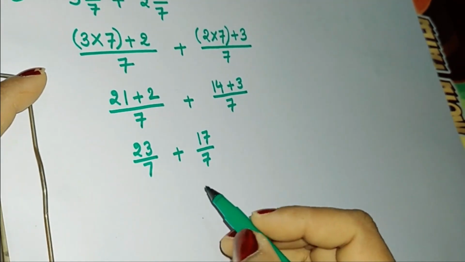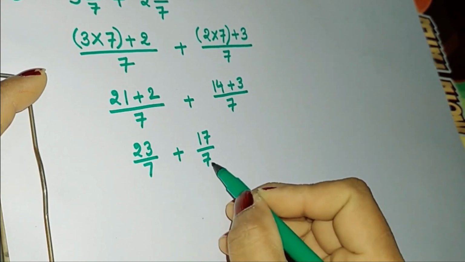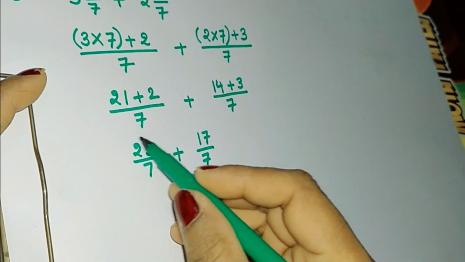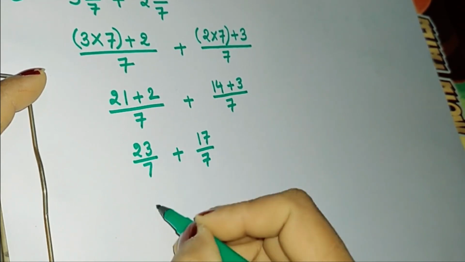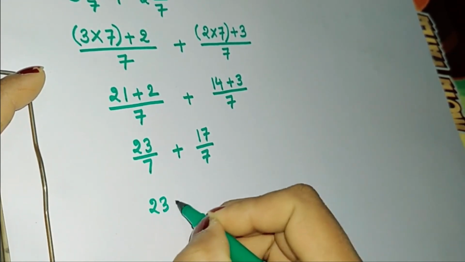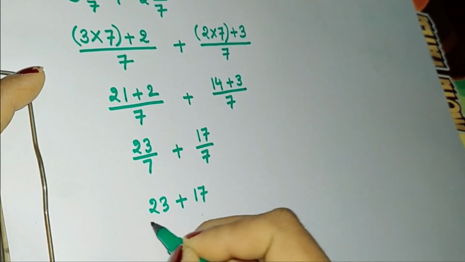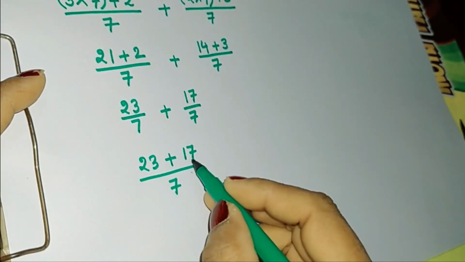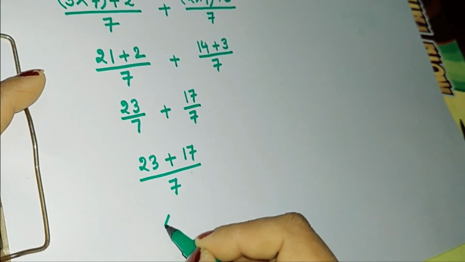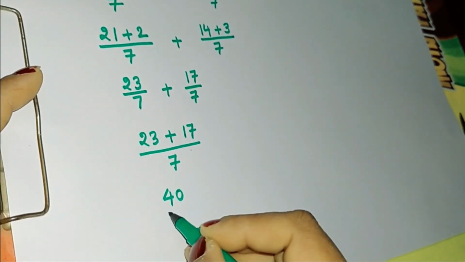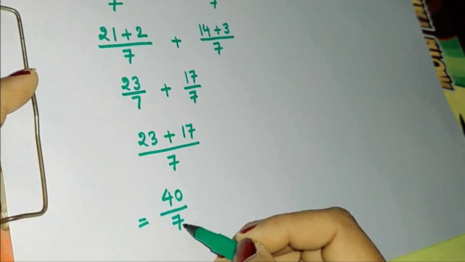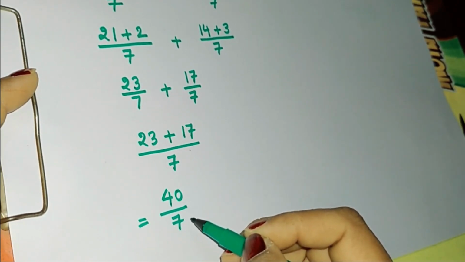Now here you can see that the denominator of both the fractions is same. So simply we can add the numerators directly here. So here we can write 23 plus 17 and we need to keep the denominator same. So here 23 plus 17, that is 40 and the denominator is same. So here we got the answer 40/7, that is an improper fraction.